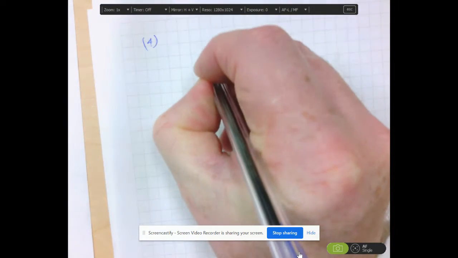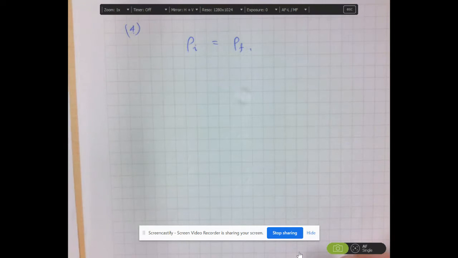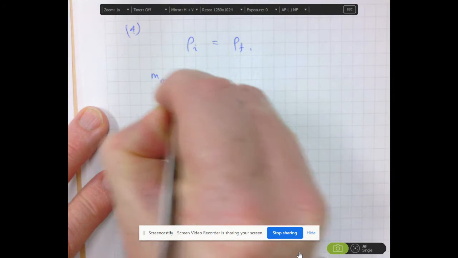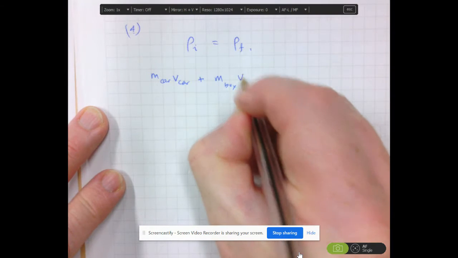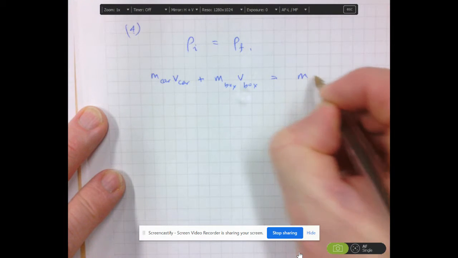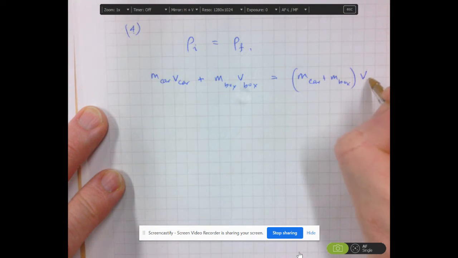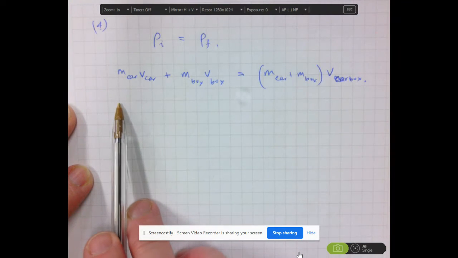We know that the initial momentum must equal the final momentum. Okay, so using this, we know that the momentum of the car, the mass of the car times the velocity of the car, plus the mass of the box times the velocity of the box must equal, now at the end, the mass of the car and the mass of the box become combined times the velocity of the combined mass, which is the car and box. We'll call it car box.